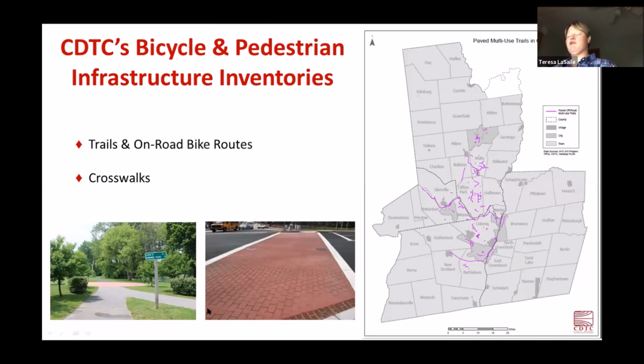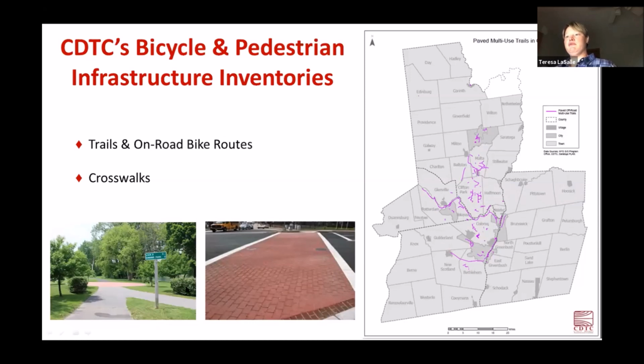Right now, there are over 130 miles of paved off-road multi-use trails in our planning area, and we've made a lot of progress with Empire State Trail going in, and there are several trails in the area that have either been built new this summer or expanded that we don't even have reflected in our database yet. So that number will continue to grow.